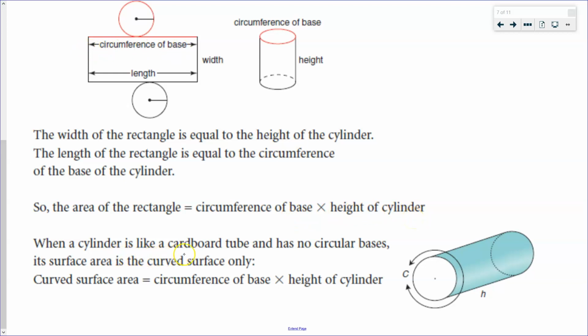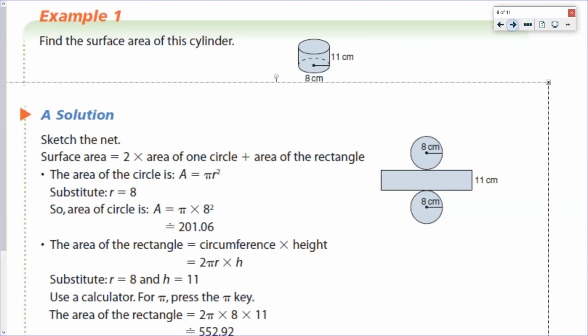When a cylinder is like a cardboard tube and has no circular bases, so if this was hollow, like a roll of paper towel, its surface is the curved surface only. So we would just find this part, the actual rectangle part. So curved surface area would equal the circumference of the base times the height of the cylinder. Okay, so let's do a few here.